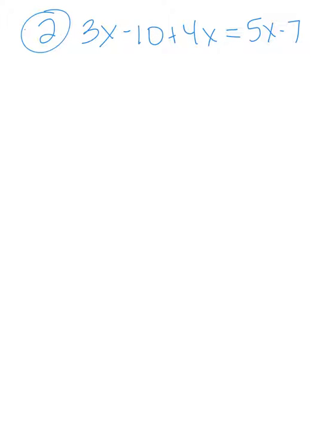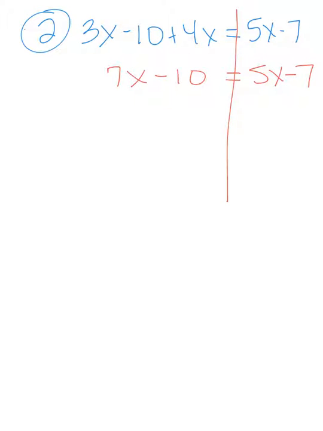In the next problem, I have 3x minus 10 plus 4x is equal to 5x minus 7. Now when I draw my wall and look at my equation, I notice on my left-hand side I have more than one variable. So before I start moving things around, I always want to combine my like terms on each side of the equation. So my 3x plus 4x gives me 7x minus 10 is equal to 5x minus 7.